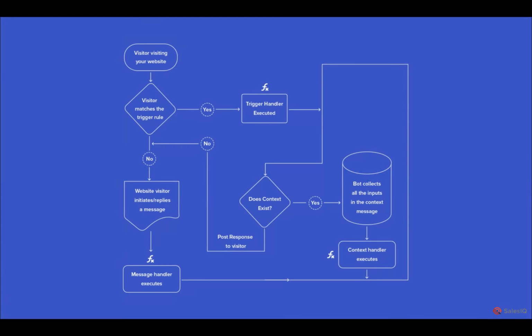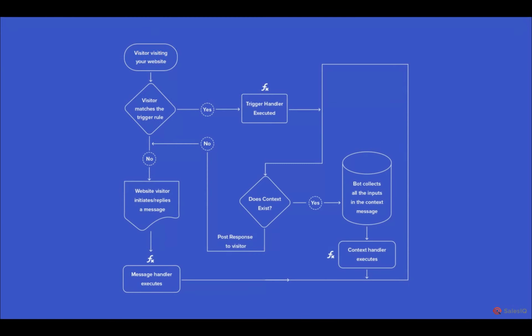So first I'll tell you how the flow goes. A visitor lands on the website. If this visitor matches the criteria that is set inside the Zobot, the bot triggers a message. If not, it doesn't trigger a message and the visitor must proceed to initiating a chat with the Zobot. And when the visitor sends out a message, the message handler comes into play. It checks if the context in the message exists, and if it does, it collects all of the inputs that it can find in the message. Otherwise, it will look for another message that matches the existing content.